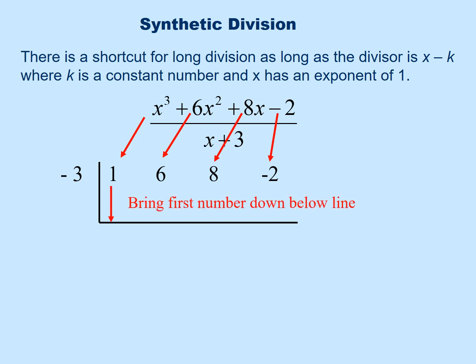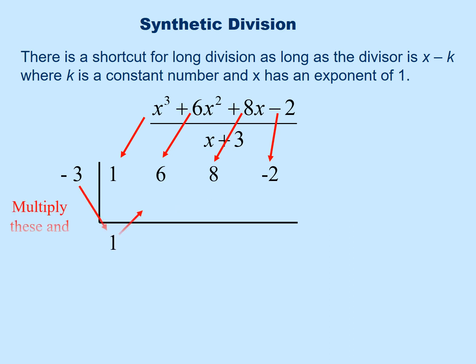Next, we bring the first number down below the line. So we bring down 1, and then we multiply and put the answer above the line in the next column. So we multiply the 1 with the negative 3 outside. What is 1 times negative 3? That's negative 3. And then right after that, we add 6 and negative 3, and that's positive 3.